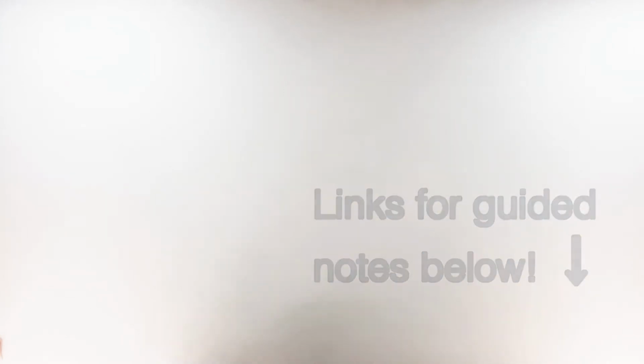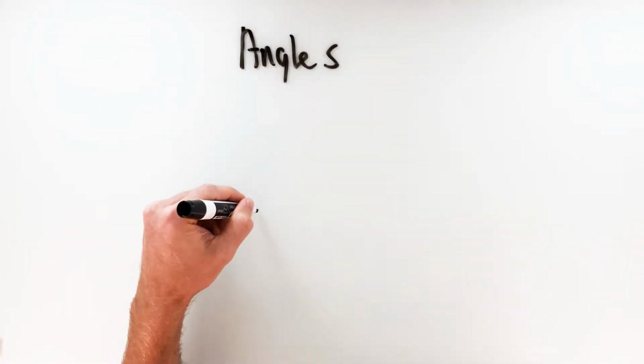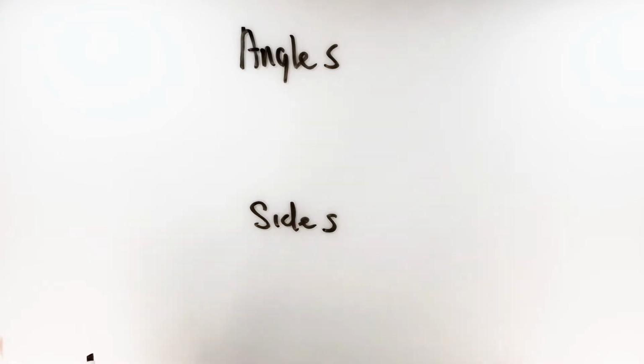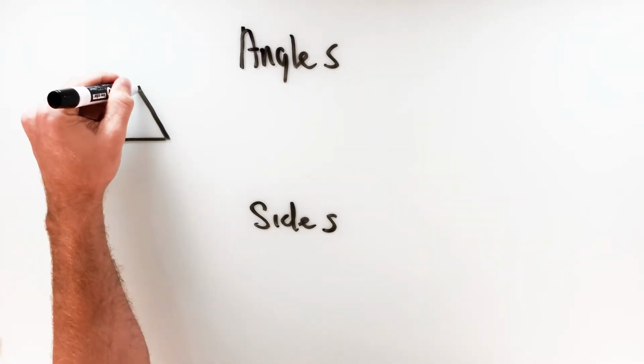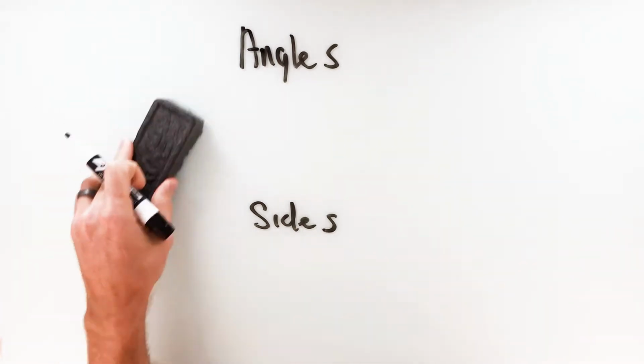So let's start by quickly defining some of the different ways that we can classify triangles. Triangles can be classified by their angles and by their sides. Some of these words you have probably heard before, but maybe not in the context of a triangle.